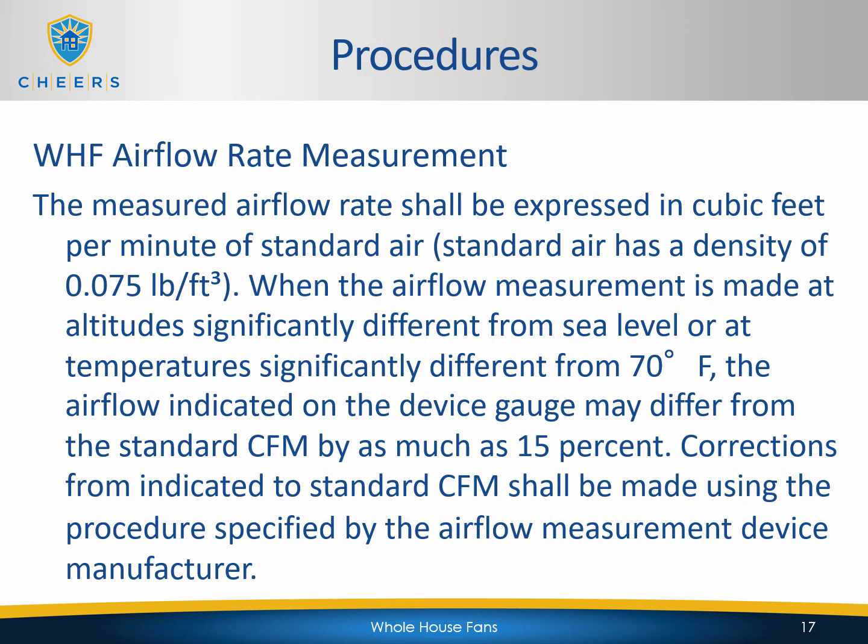When the airflow measurement is made at altitudes significantly different from sea level or at temperatures significantly different from 70 degrees Fahrenheit, the airflow indicated on the device gauge may differ from the standard CFM by as much as 15%. Corrections from indicated to standard CFM shall be made using the procedure specified by the airflow measurement device manufacturer. There's a bunch of different pieces of equipment that you can use, different blower doors, different flow hoods, whether traditional or powered. So you're going to need to refer to the instruction manual for the specific piece of equipment that you're going to be using, and they'll have the procedure to correct from indicated to standard.